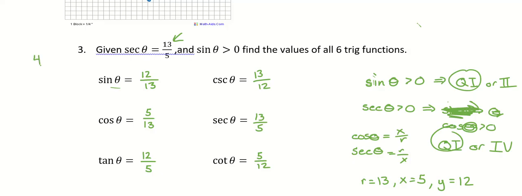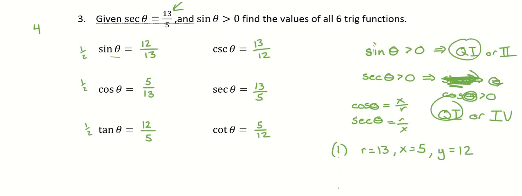So this problem would be worth 4 points. Each of these would be worth a half a point, which would get us to our 3 total points. Your other point would come from the fact that you are using x and y and r in some fashion to get these definitions.